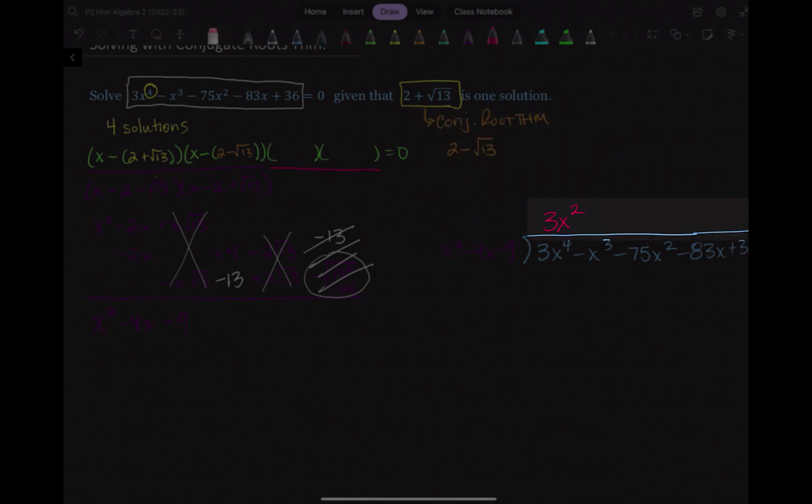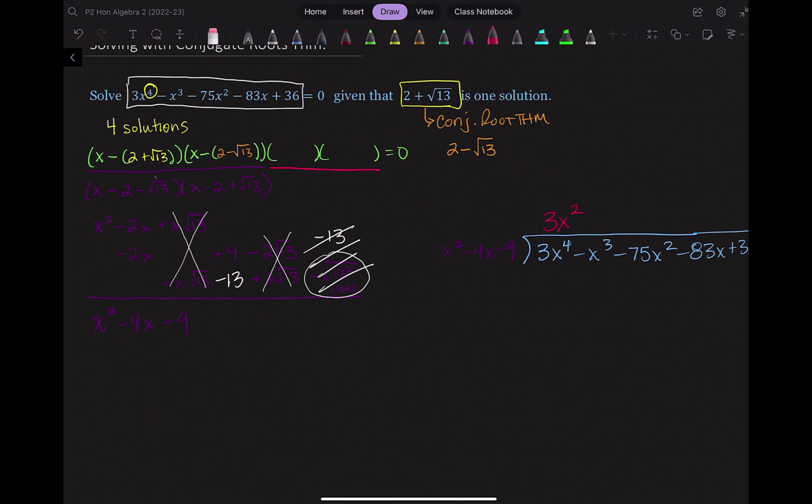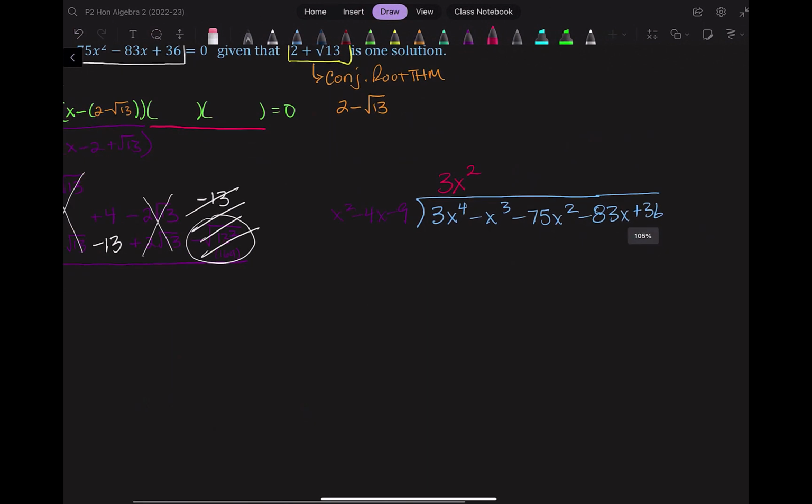And now the last two will be buried in whatever this pink quotient ends up being. One other thing we should be expecting is we should expect the remainder to be 0. So let's go ahead and do our long division. This is another thing that we have done in the past, so I'm not going to explain every single step of it, but I'll start us out.